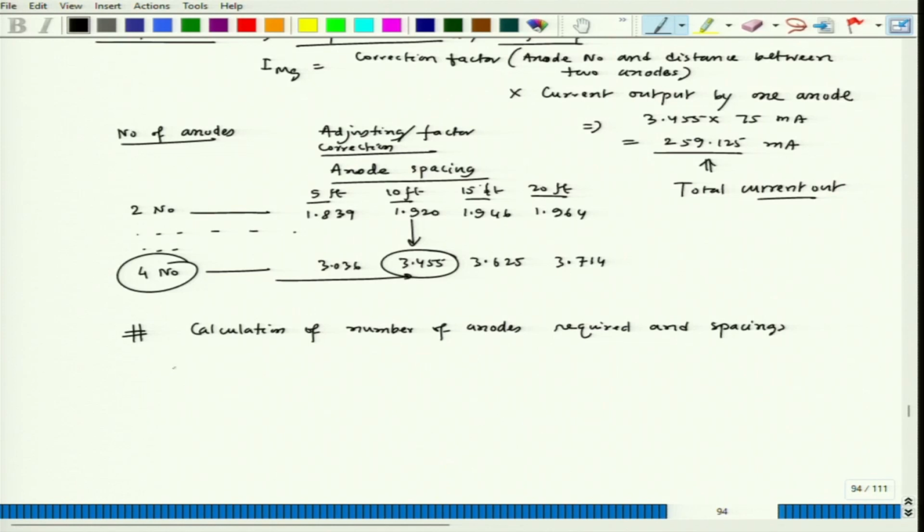Let us think of a pipe which is to be protected, and this is bare, uncoated. If we try to see the dimension, it is 1000 feet, and this is the length, cylindrical pipe, and the diameter is, let us say, 24 inch. So, this is the diameter.